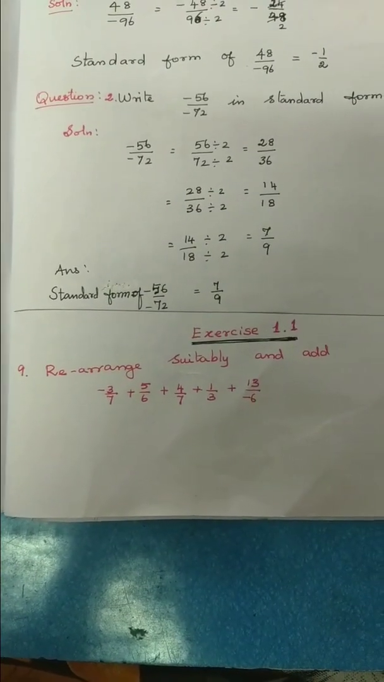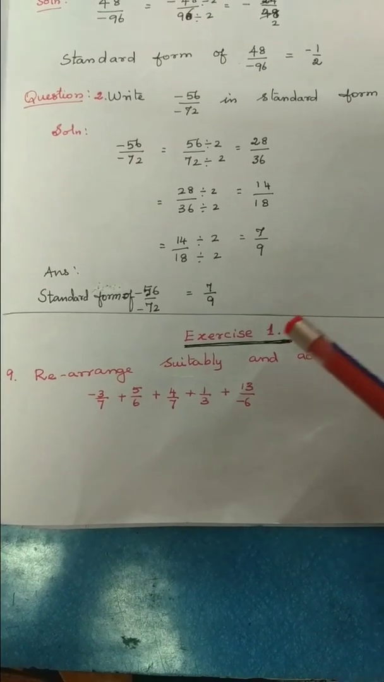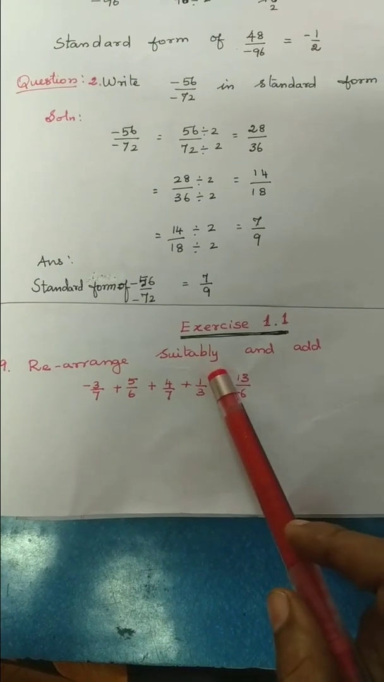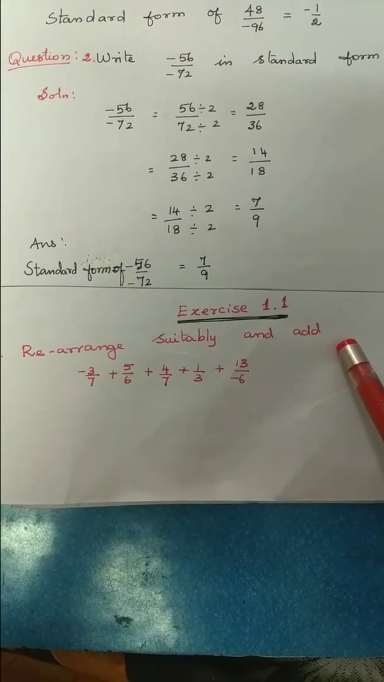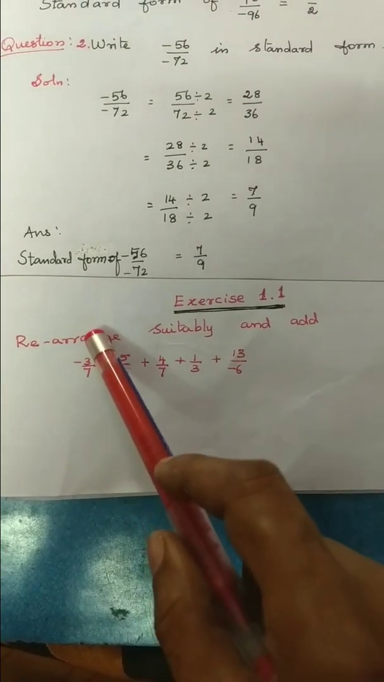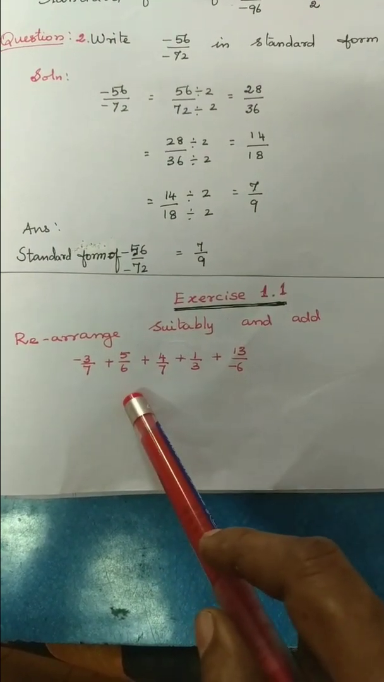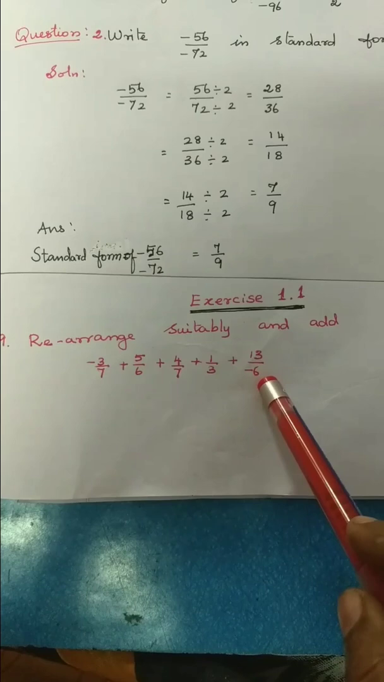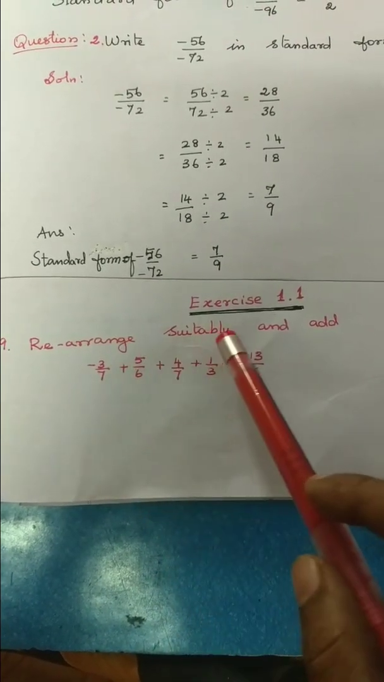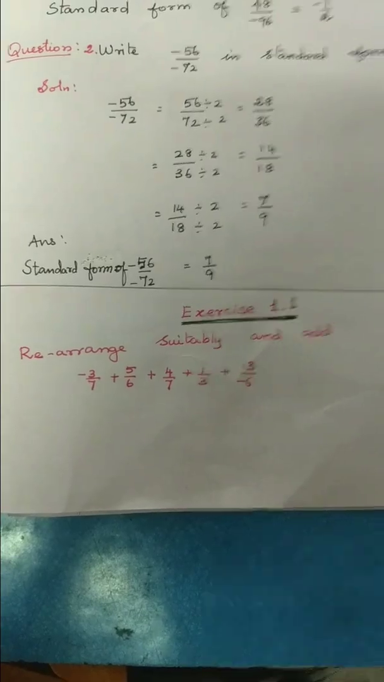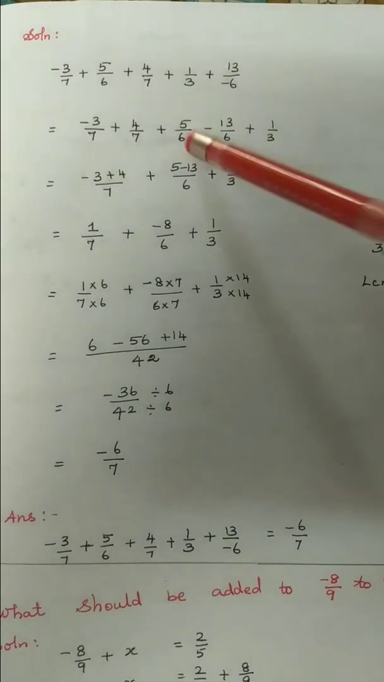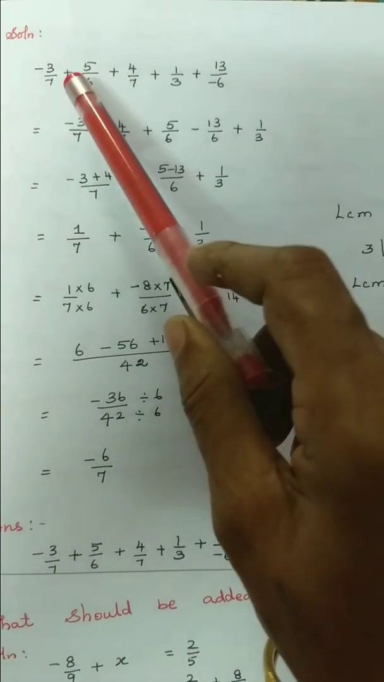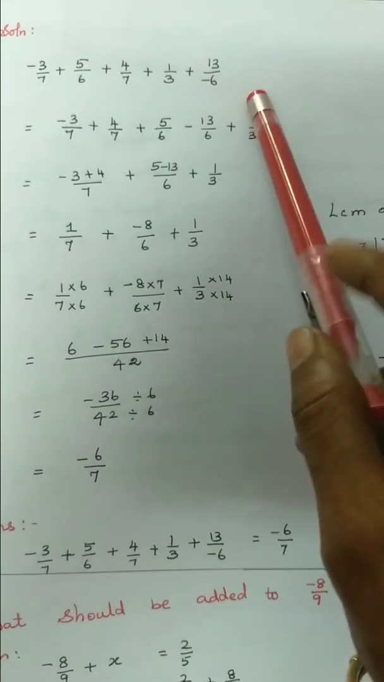Now we shall move to the exercise. 1.1, ninth sum. Rearrange suitably and add: minus 3 by 7 plus 5 by 6 plus 4 by 7 plus 1 by 3 plus 13 by minus 6. We have to rearrange this suitably and now we have to add these. First, here the denominators 7, 7, both the denominators are same. Here also 6, 6, both the denominators are same.